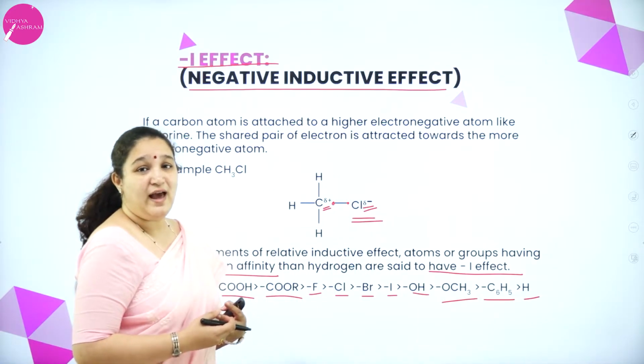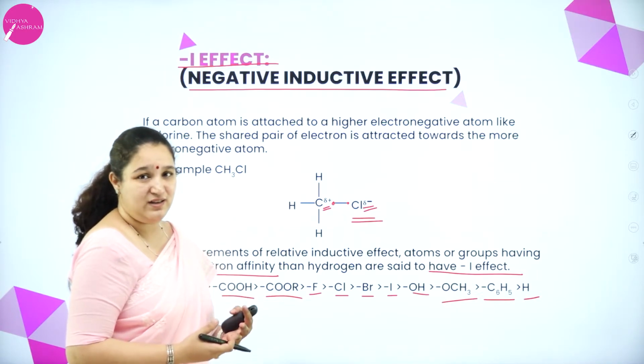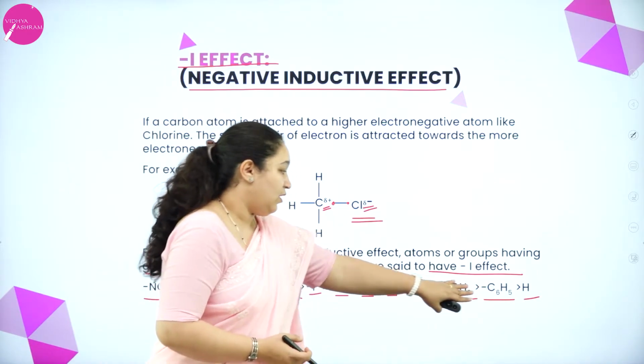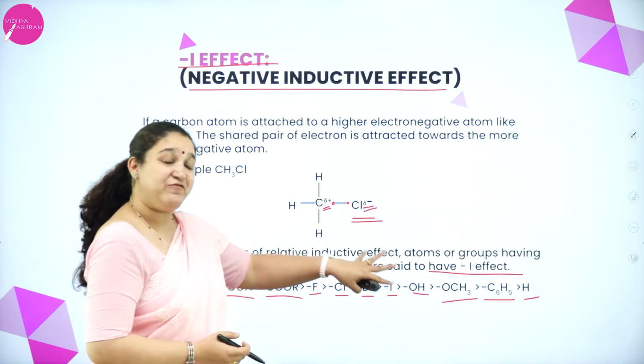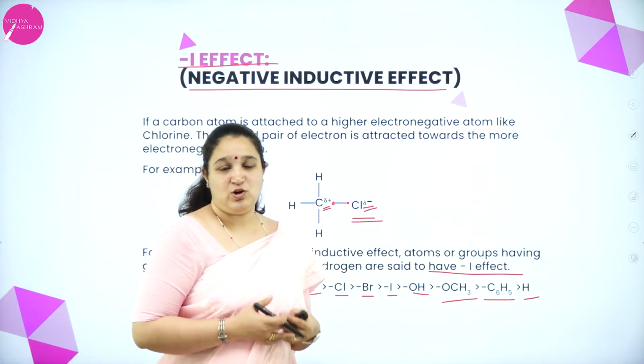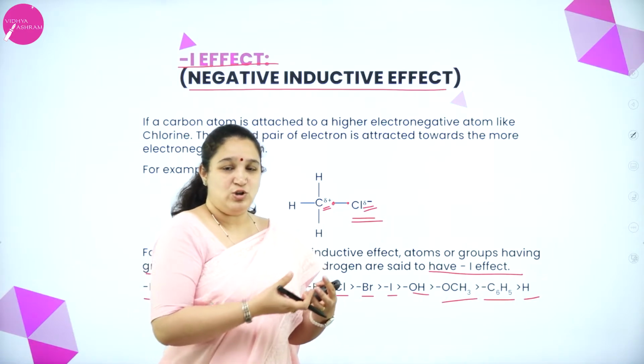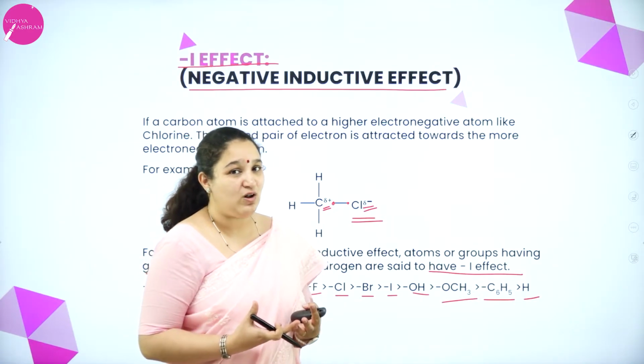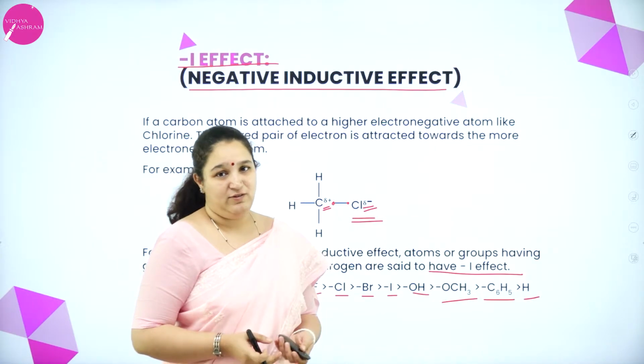So if the electronegativity is greater than hydrogen, or electron affinity is greater than hydrogen, they all are having the minus I effect, or they pull the electron towards themselves. Then we call it the minus I effect.